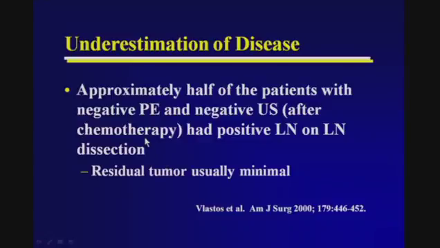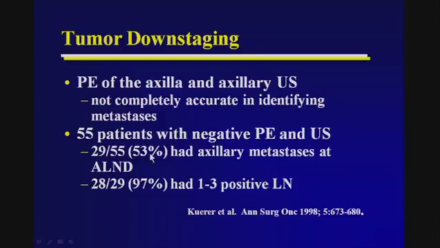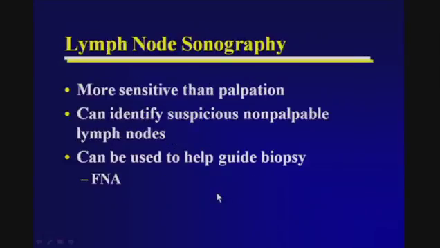if we think about patients who've undergone neoadjuvant or preoperative chemotherapy, then we are somewhat limited in identifying involvement of the lymph nodes on clinical exam and ultrasound, although in this cohort, the residual tumor burden is usually minimal. And in this paper, there were about 55 patients with negative physical examination and ultrasound that had axillary metastases. In general, the tumor burden was rather small, ranging in general between 1 and 3 positive lymph nodes.